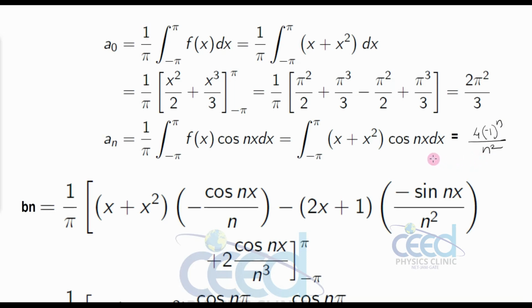The derivation is not given here, so let me derive this. Let me write this: integral minus pi to pi of x plus x square cos nx dx. So this we need to solve. Let me go to the blackboard. So this is equal to an. We are focusing on finding an. So I can substitute the value, that is 1 by pi. I can apply integration by parts to integrate.